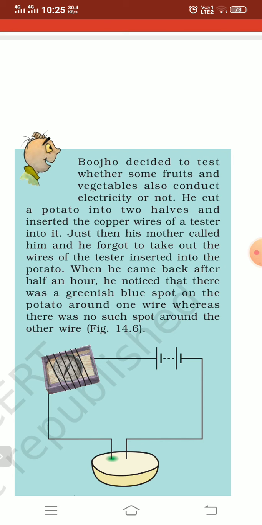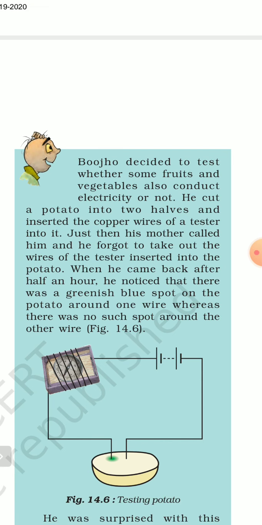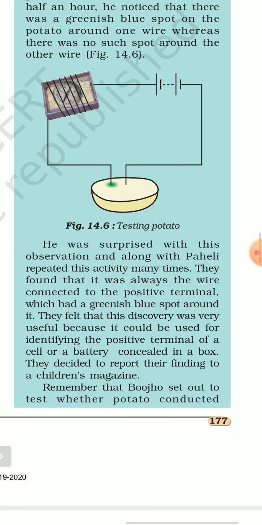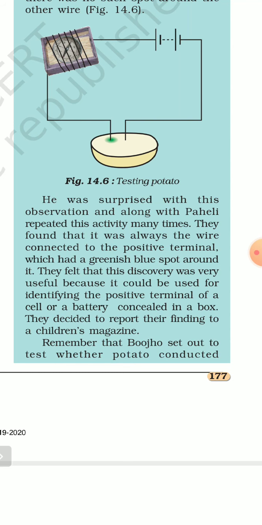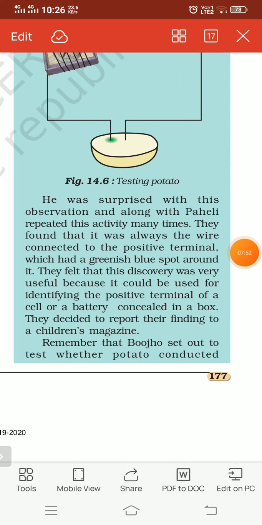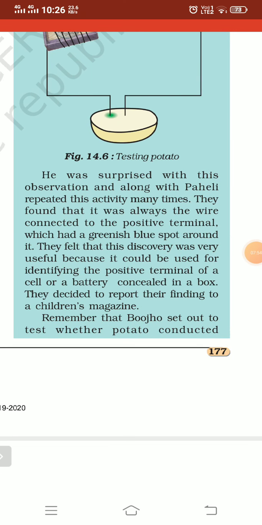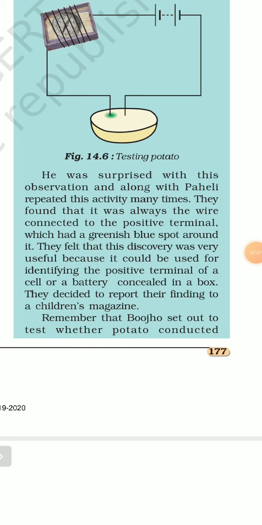When he came back after an hour, he noticed that there was a greenish blue spot on the potato around one wire, whereas there was no such spot around the other wire. Now, if you pass electricity, they felt that this discovery was very useful because it could be used for identifying the positive terminal of a cell or a battery concealed in a box. They decided to report their finding to Children's Magazine.